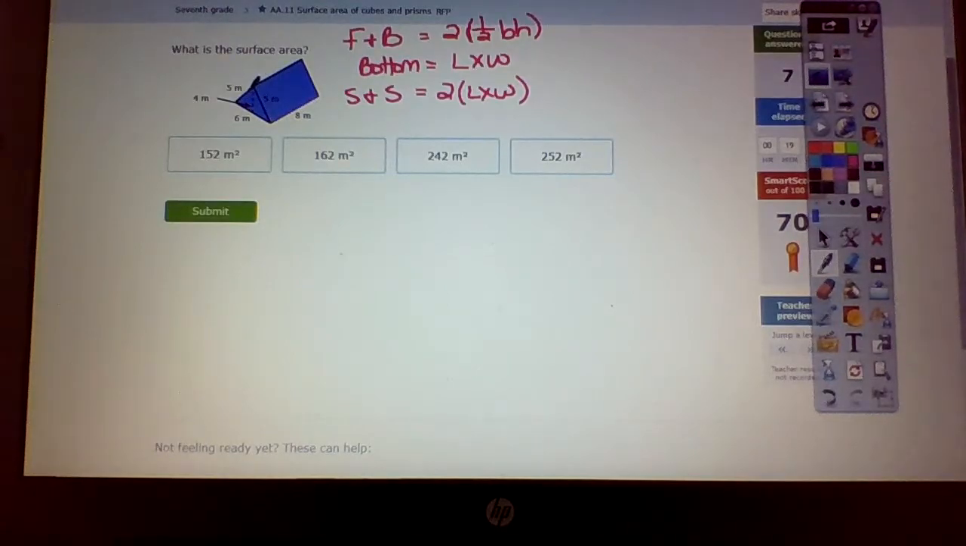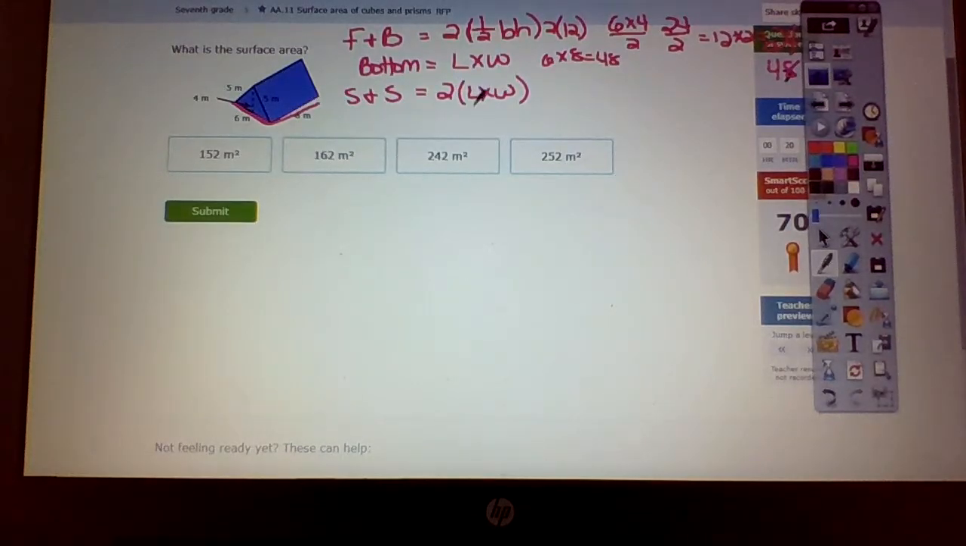So let's do the front first. The base is 6 and the height is 4. So times divided by 2 is 24, divided by 2 is 12, and then 12 times 2 is 24. So we'll put a times 2 over here, 24. Now what's our length? What's our bottom? Well, it's 6 times 8, which is 48. So we have a 48 that goes over here.